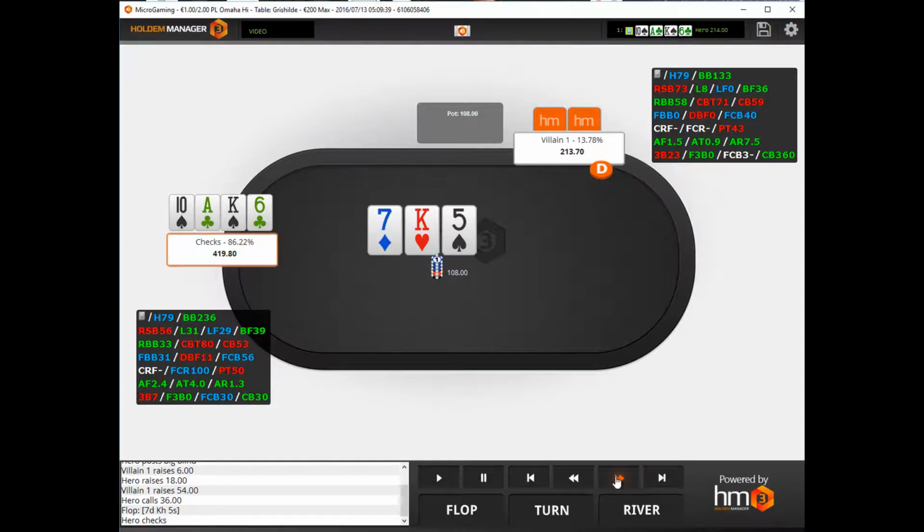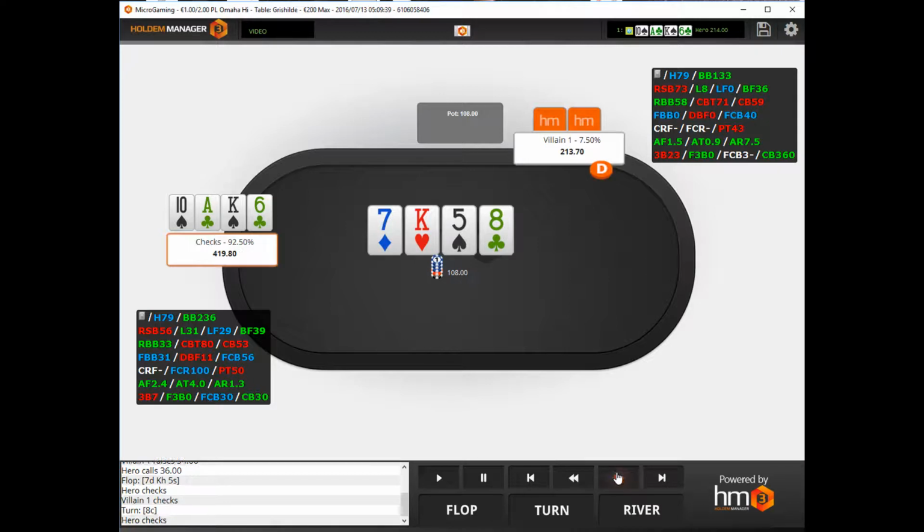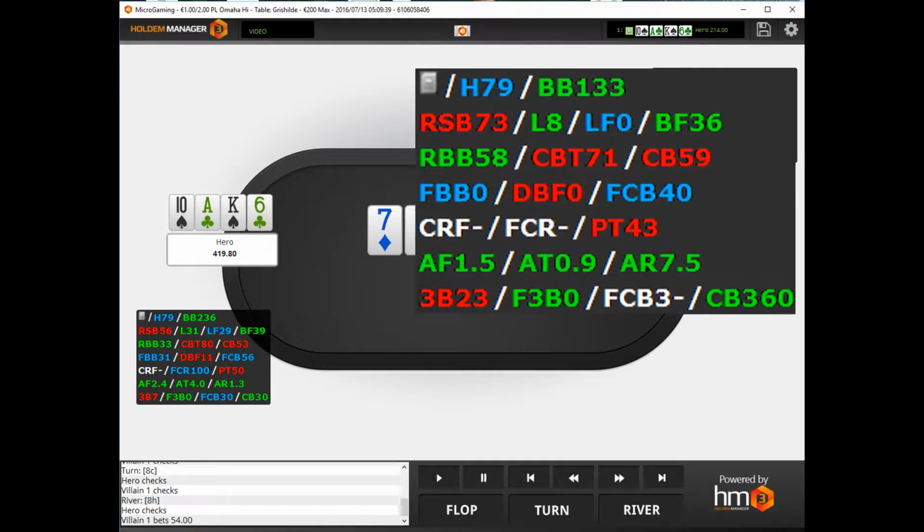But surprisingly, our opponent checks back, and a fairly bad turn for us. Our opponent checks again. We get to the river, and now our opponent bets half pot. If we look at his aggression factor at 7.5, which is very, very high for a river aggression factor, but we also have to take into account that he has very low flop and turn aggression factors.